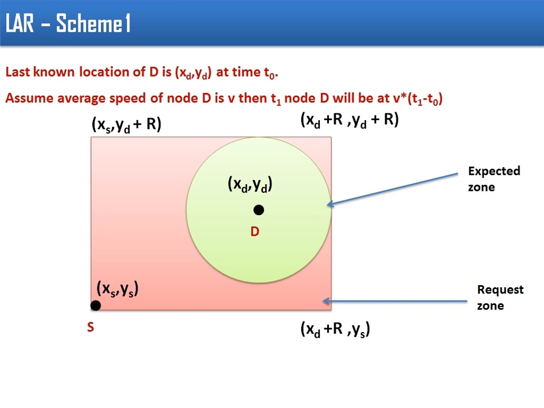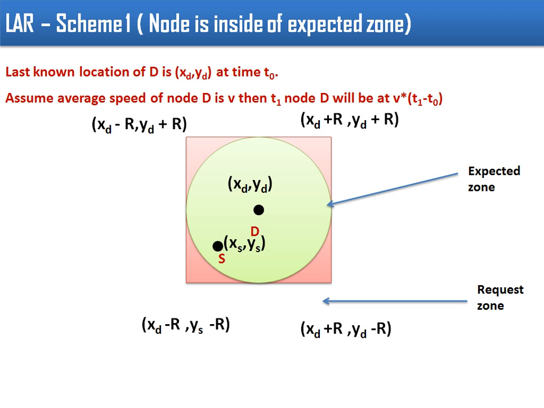Now let's take another example. In this example we are showing node S lies in the expected zone of node D. So in that case, node S is already in the expected zone. If we draw a rectangle which can include node S and the expected zone of node D, this will be the rectangle.